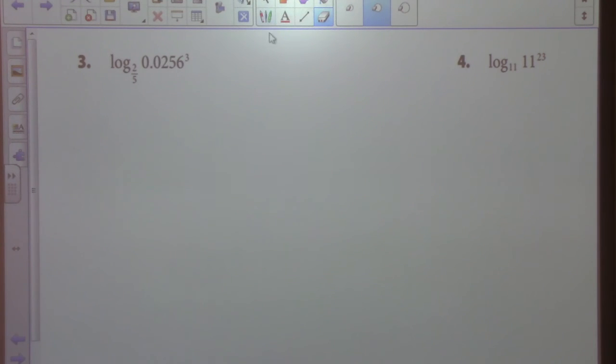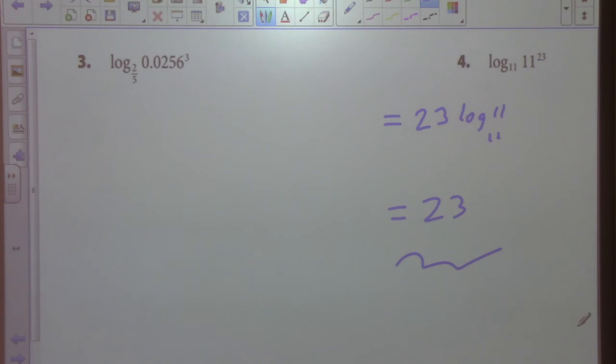Well, this one right here, in number 4, what do you do with this 23? You put it in the front. So you got 23 log base 11 of 11. What's log base 11 of 11? 1, right? So this is 23. So that is our answer to number 4. 23. I was just confused.